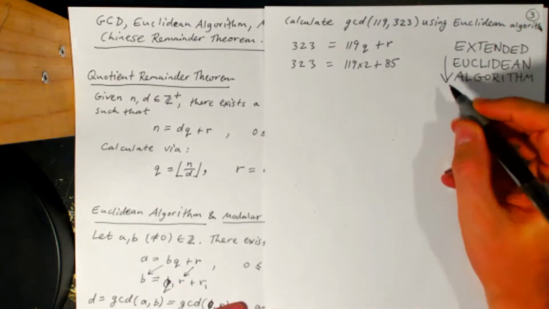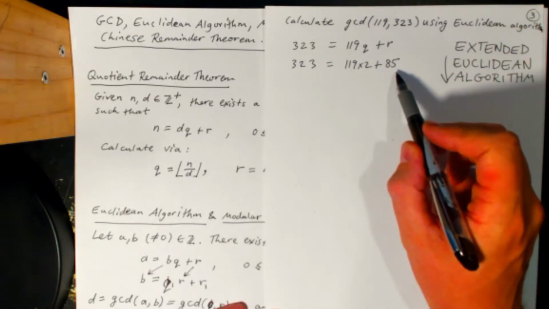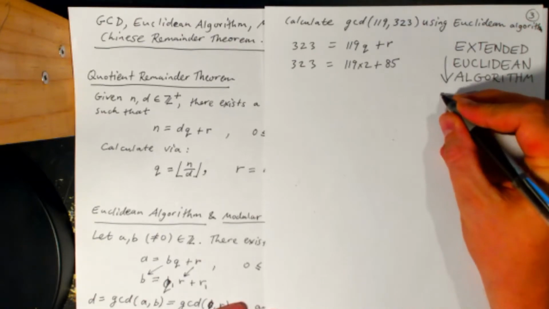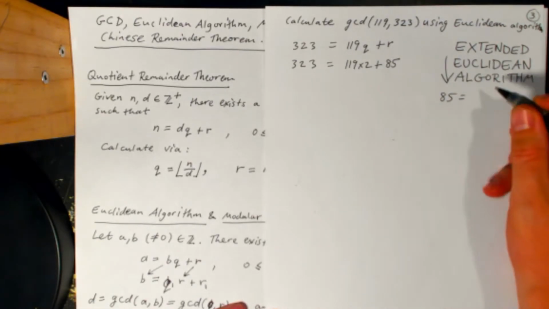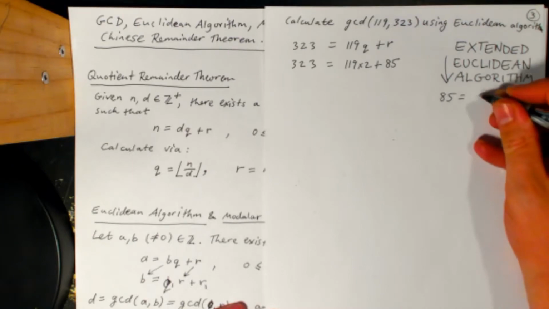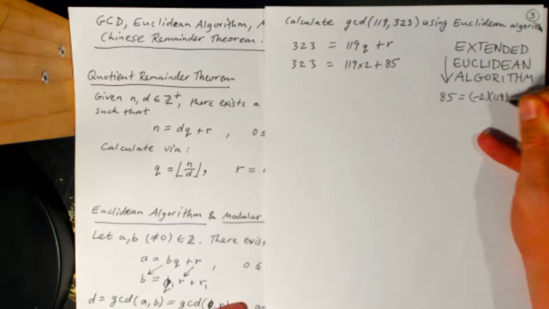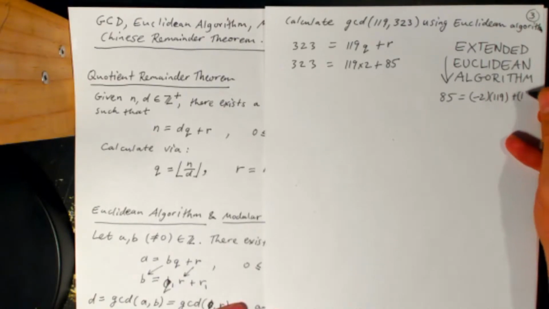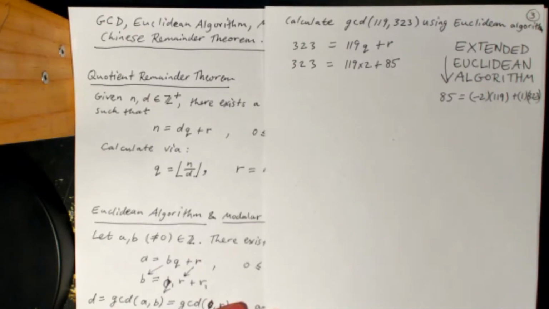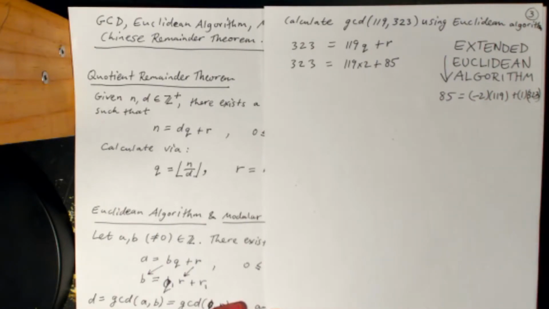All right, so what we want to do is rearrange this equation to solve for 85. So 85 is equal to, now I'll put the smallest number first, so that would be minus 2 times 119 plus 1 times 323. Okay, I'm putting brackets around these because I want to treat these as if they are variables. I don't want to add these two things together here. I want to separate them.